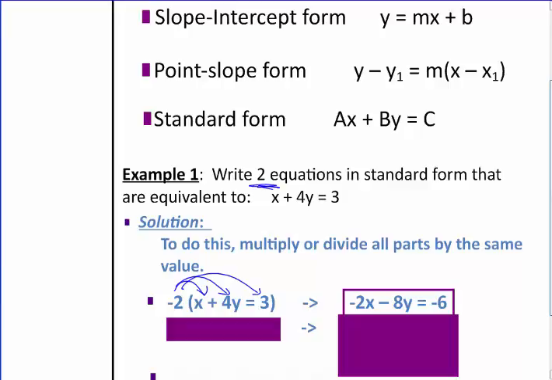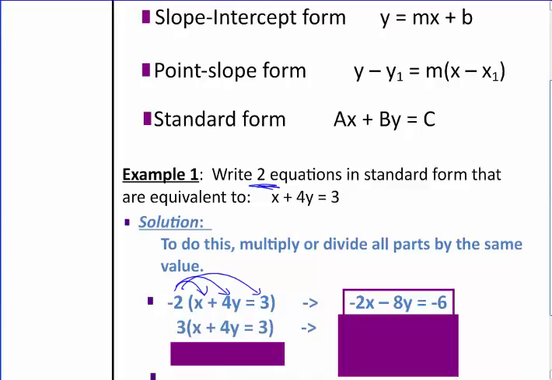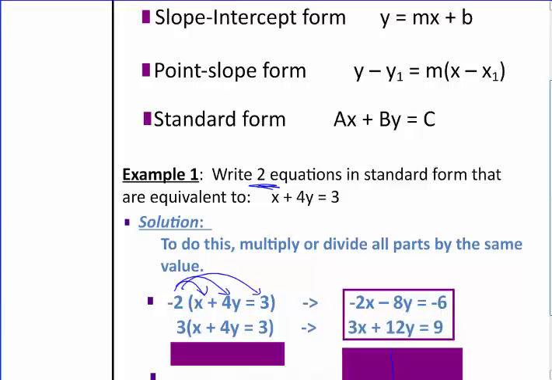It did say to write two equations. So I'm going to pick another number, just any number I want to use. You could use 500, 23, -65. You could use fractions, 1/2. This time I chose 3. So I'm going to distribute the 3 into the equation x plus 4y equals 3. And we get 3x plus 12y equals 9. So I've got two equations with different numbers, but they are equivalent to the one that we started with.